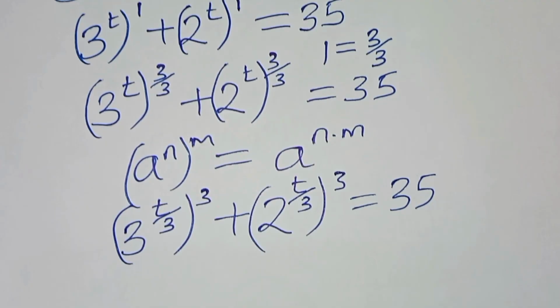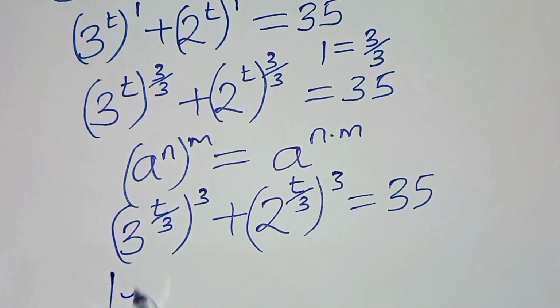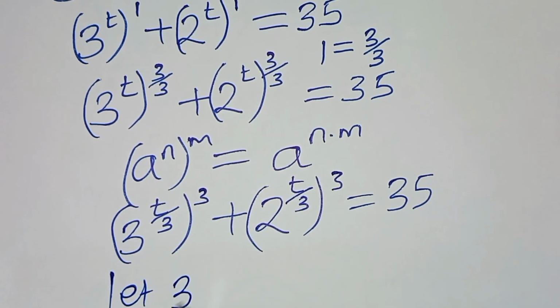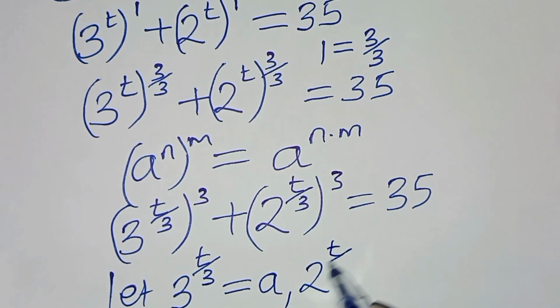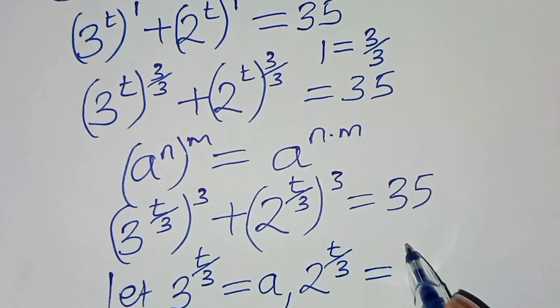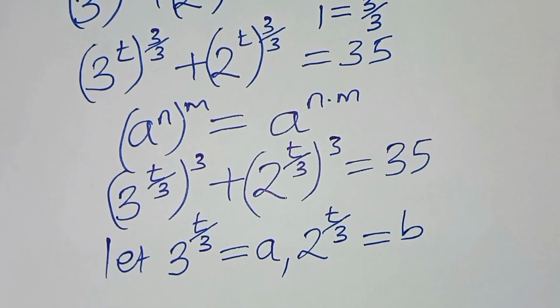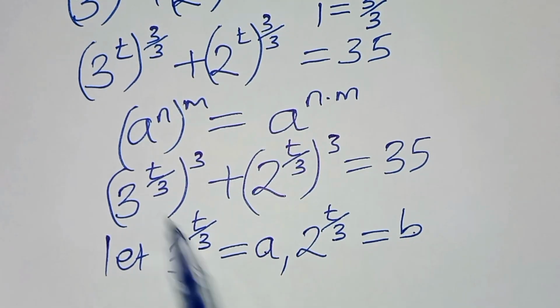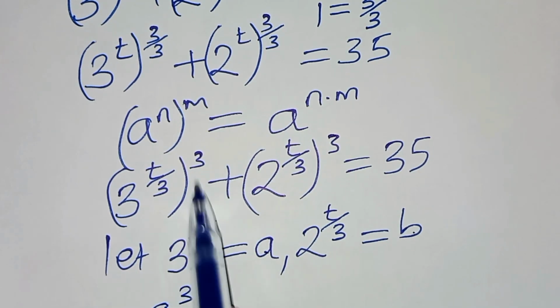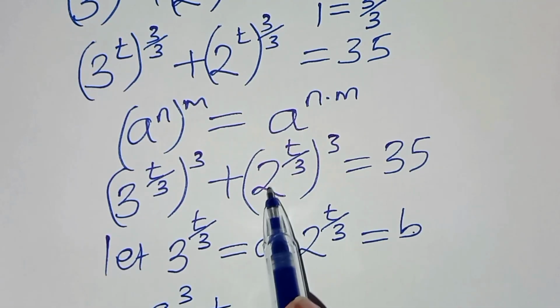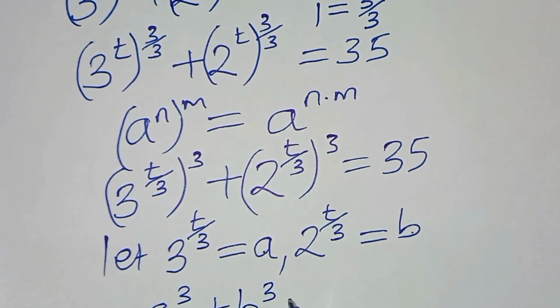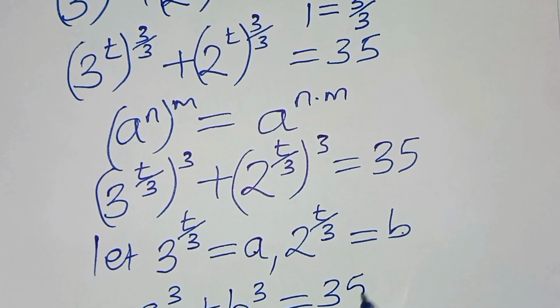The next step here, we say let 3 raised to power t over 3 be equal to a, and 2 to power t divided by 3, this be given as b. Substituting a and b in this equation, we'll have a to power 3 plus b to power 3, this is equal to 35.